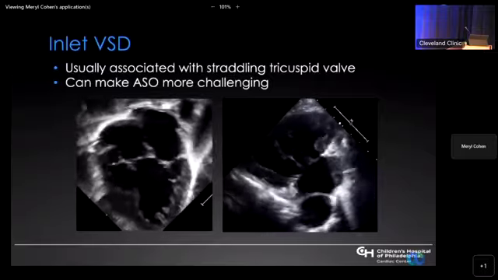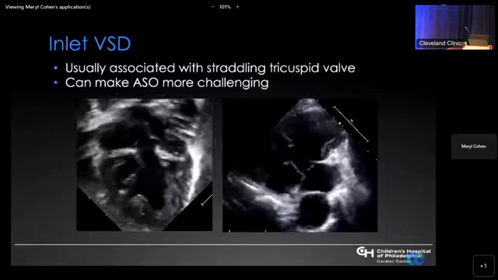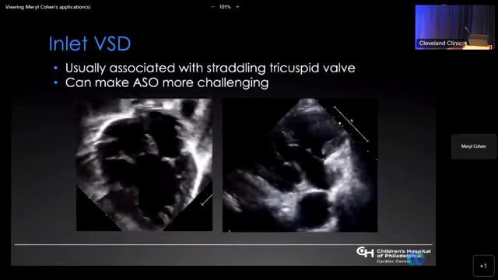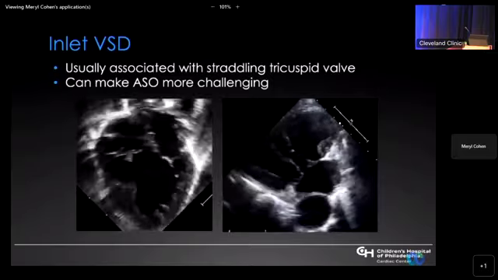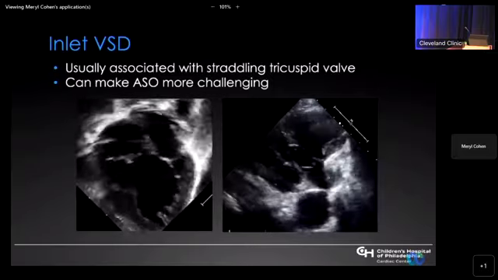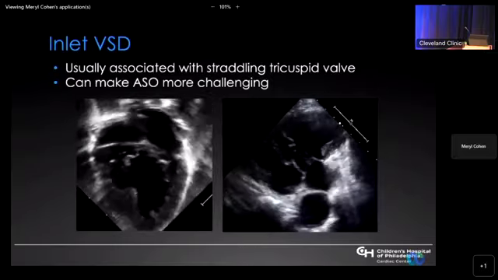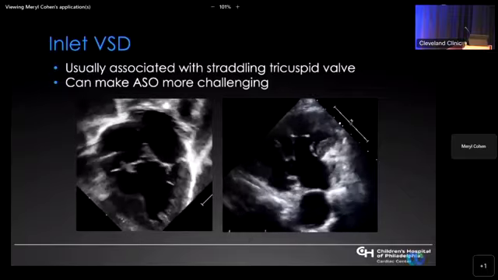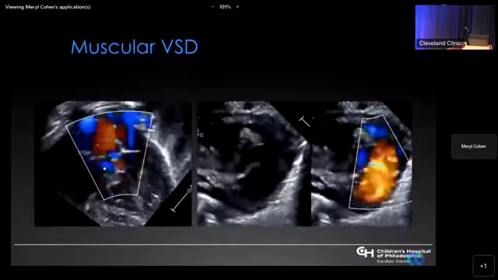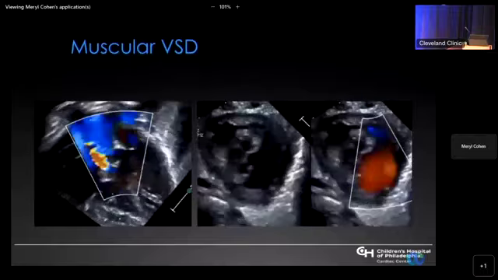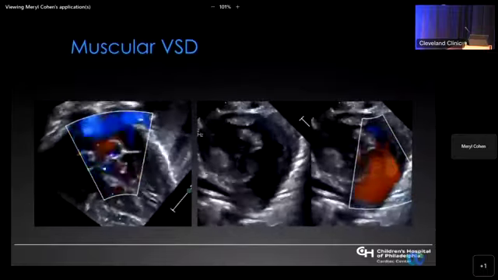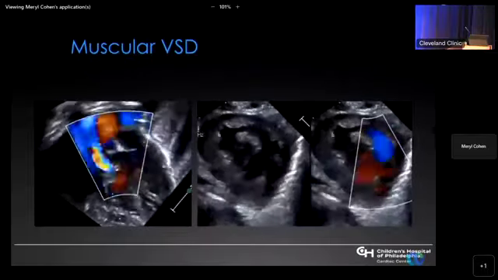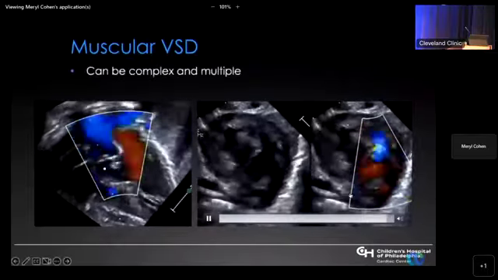To have an isolated inlet defect without straddling in association with transposition is pretty unusual. Obviously, you can see it, however, in association with AV septal defect or AV canal defect. And I'll talk about that later in the single ventricle session. And then muscular defects are actually quite common in transposition, and often they are small and don't require surgery, but some of them can be quite complex and multiple.